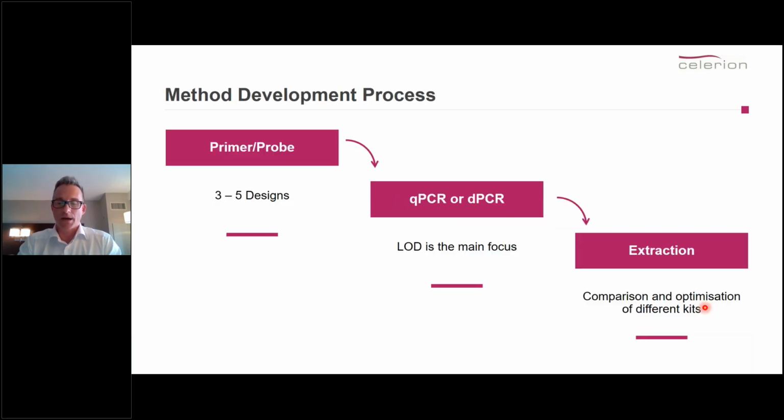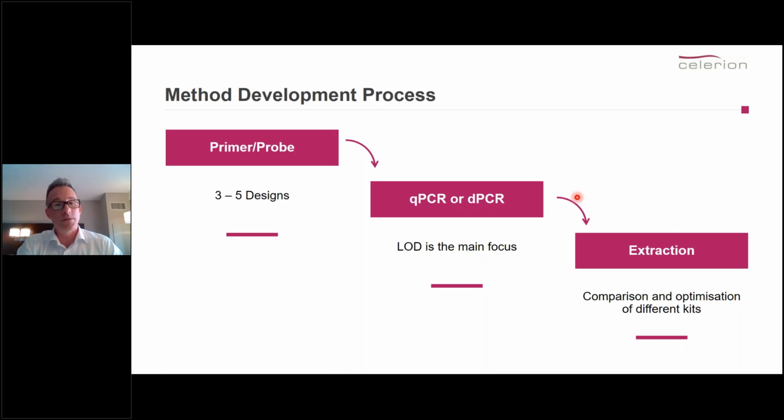The process for a shedding assay in particular, we can split up in three distinct phases. The first phase is the design and the probe design stage. We usually go for a TaqMan primer probe design, and we design between 3 and 5 different primer probe sets, and all of them then need to be tested, and the best one is moved forward.